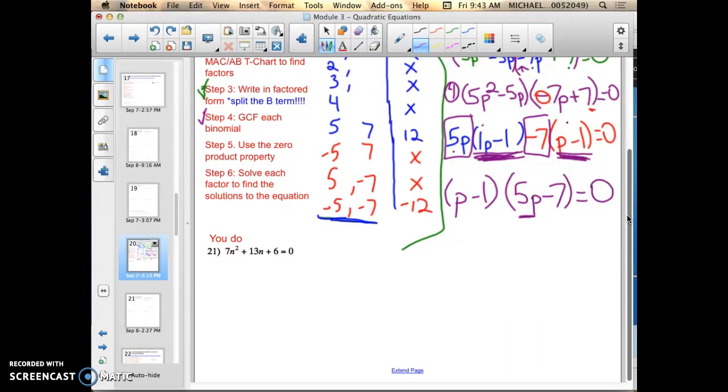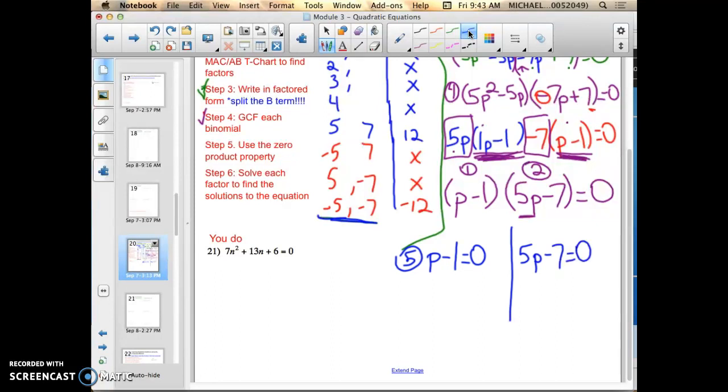At this point now, it's the same thing as always. I use the zero product property because if you notice, I have two factors now in parentheses. So my first factor, I'll switch colors, p minus 1, this is step 5, p minus 1 equals 0, and 5p minus 7 equals 0. That is the zero product property. You just set each factor equal to 0, and now I'm going to solve for the variable.